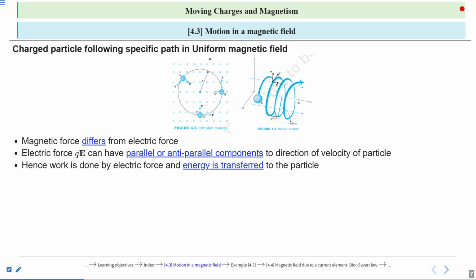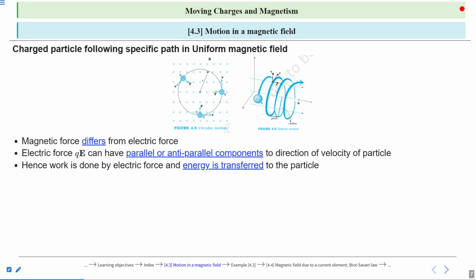If there is a positive charge moving in the direction of the electric field, it will experience a force in the direction of the electric field, and its velocity will increase. If there is an electron moving in the direction of the electric field, it will experience a force in the opposite direction of the electric field, and its velocity will decrease.